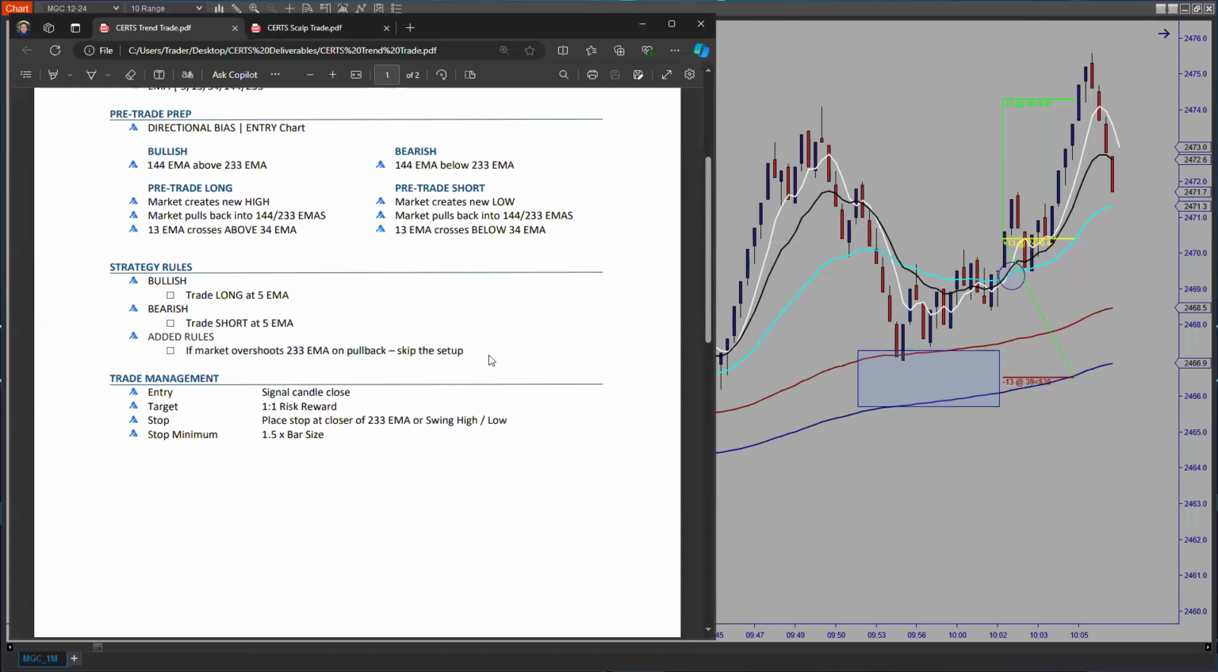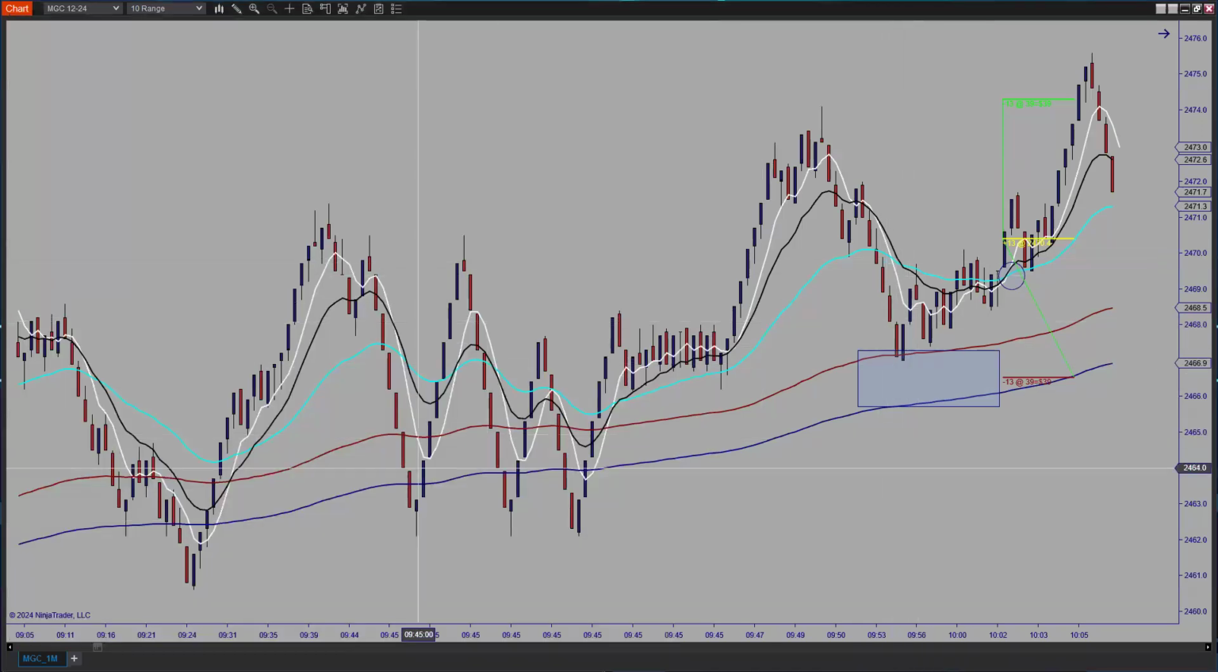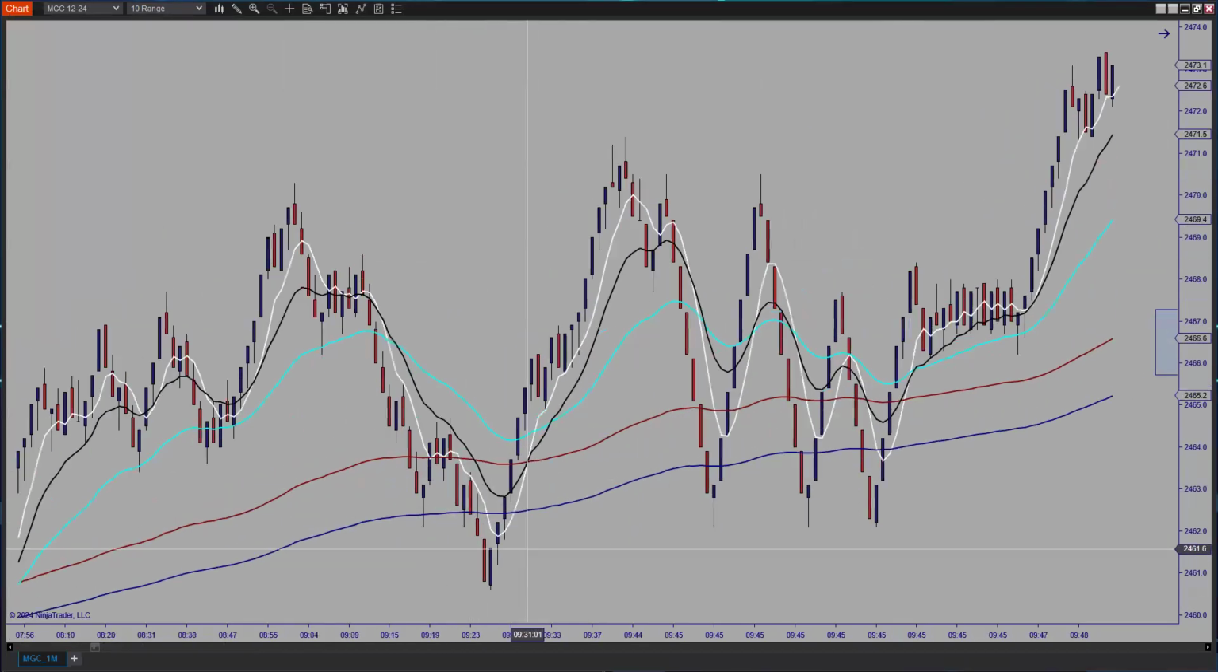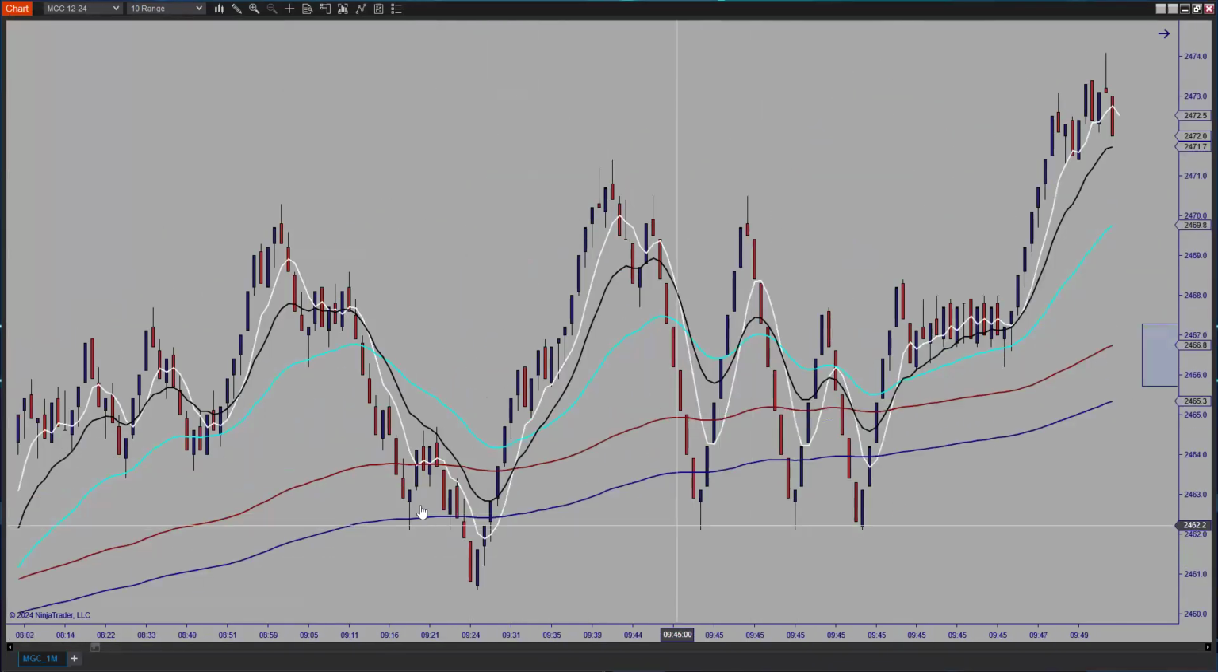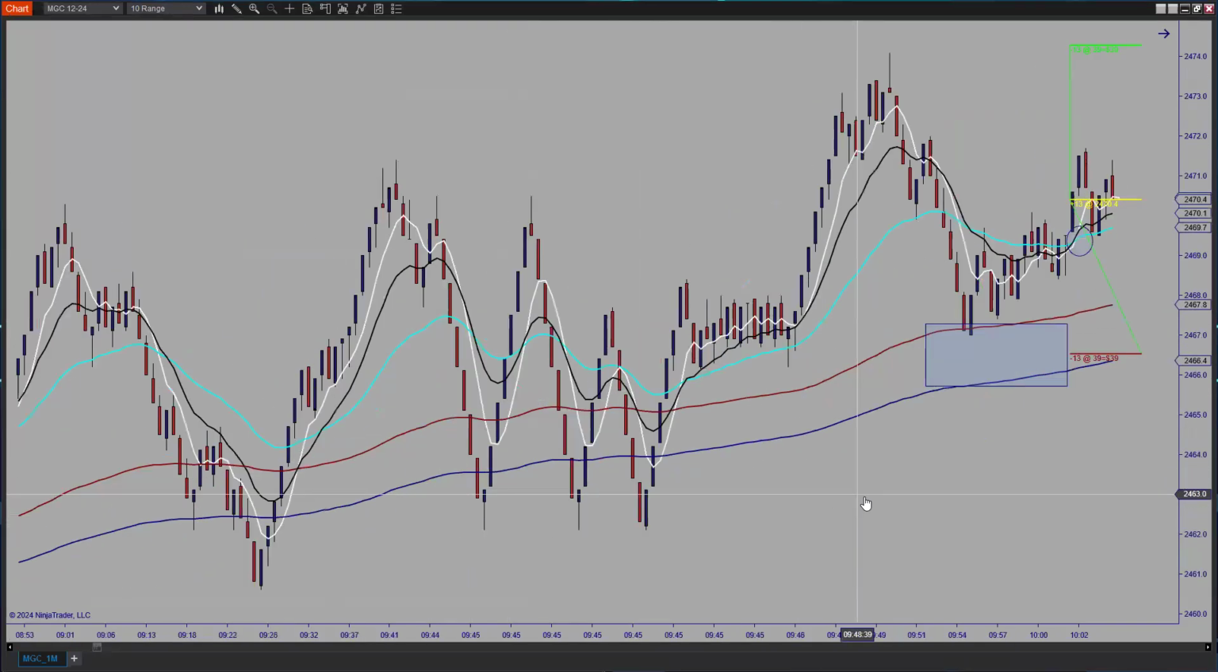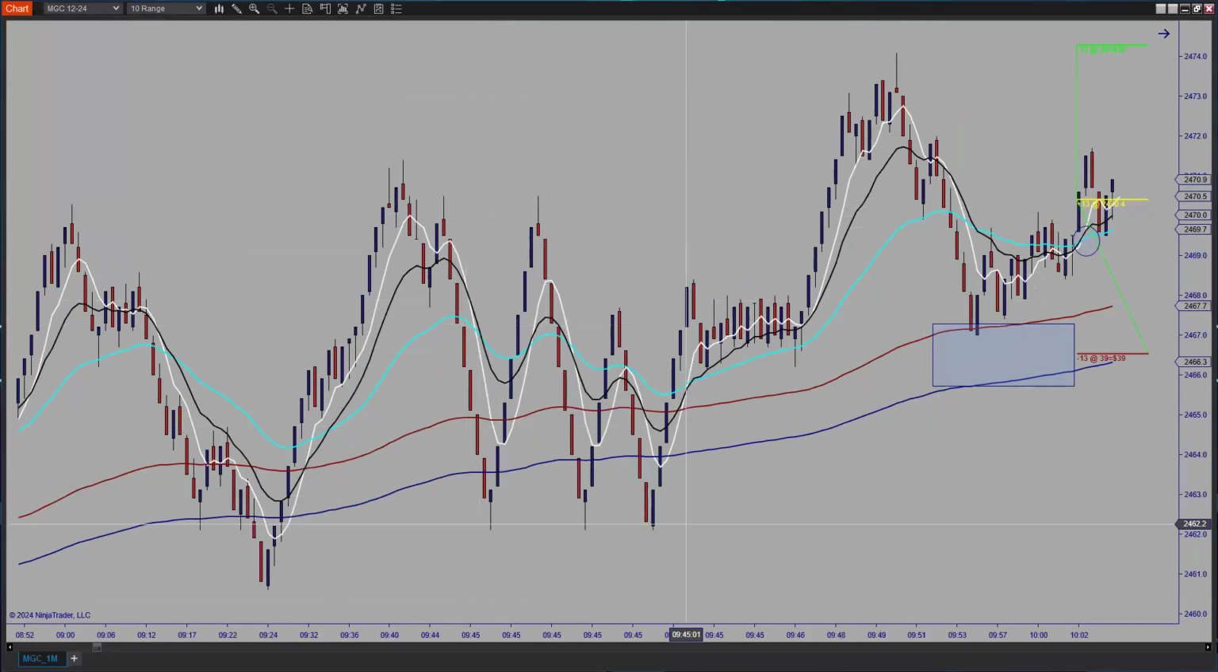If the market overshoots the 233, skip the setup. That's too deep of a pullback. The market is trying to reverse direction. They don't work as well. So make sure it's coming in clean. You see how these all overshot the 233. This one overshot 233. This one overshot it. So you want to see that it's coming in as a pullback, not sweeping out levels. That's kind of what we're looking for there.